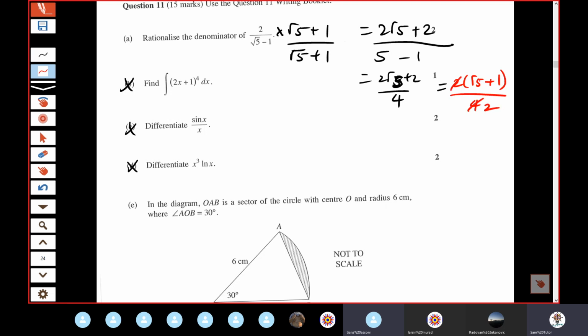Yeah, that's better. Then the answer is root 5 plus 1 on 2. For those who can tell, you've got to divide by 2. Then you still have to remember 2 on 2 is not 0, it's a 1. So that's root 5 plus 1 on 2. That's the answer. 2 marks. Okay, any questions there?